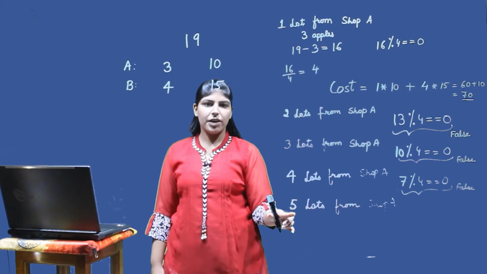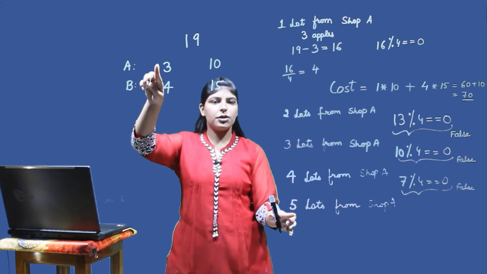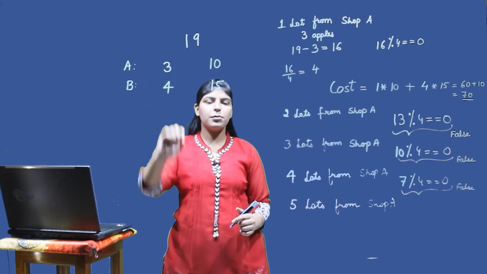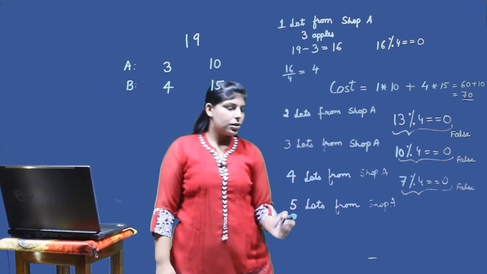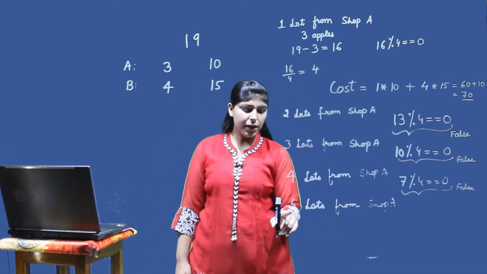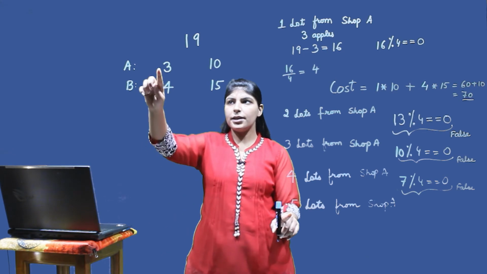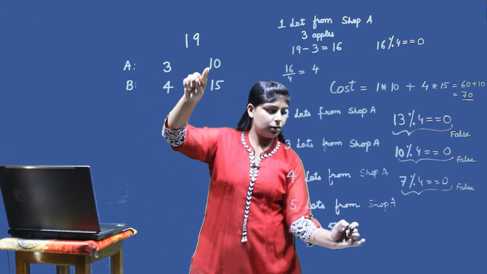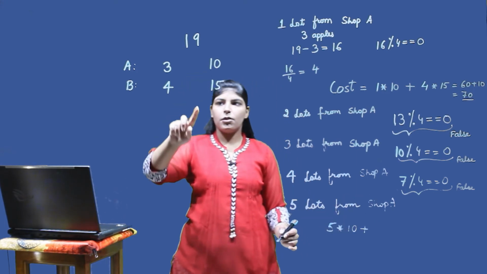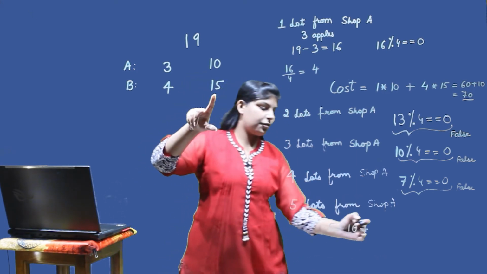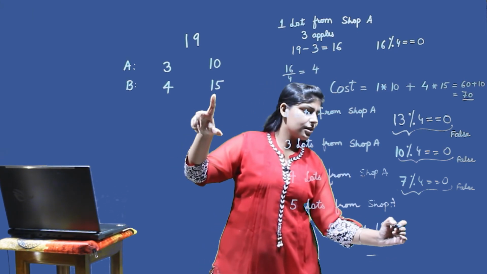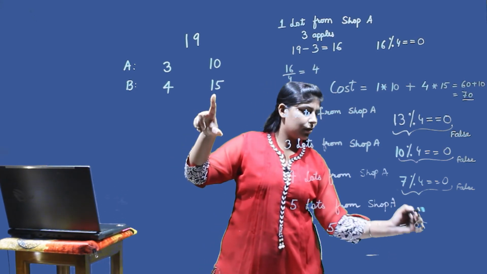So if he buys 5 lots from shop A, 5 into 3, he'll get 15 apples and remaining I have 4 apples, which can be bought from shop B. So the cost in this case will be 5 lots from shop A, that is 5 into 10, plus 1 lot from shop B, that is 15. So the total cost here will be 50 plus 15, that is 65.